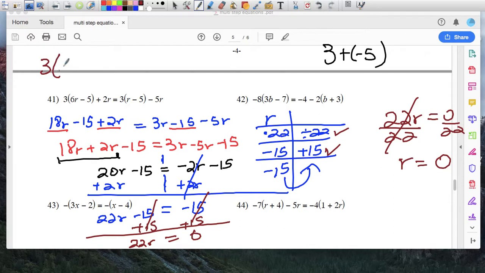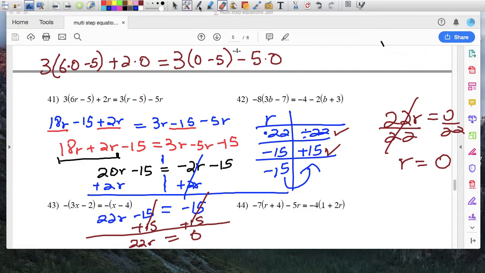So it's going to be 3 times 6 times 0 minus 5 plus 2 times 0 equals 3, 0 minus 5 minus 5 times 0. Okay. So let's see if we can do this a little faster. So 6 times 0 is 0, right? Right, put the 3. 6 times 0 is 0, and 0 minus 5 is negative 5. 2 times 0 is 0, so I don't even have to write that down. So this just becomes 0. It's going to disappear.